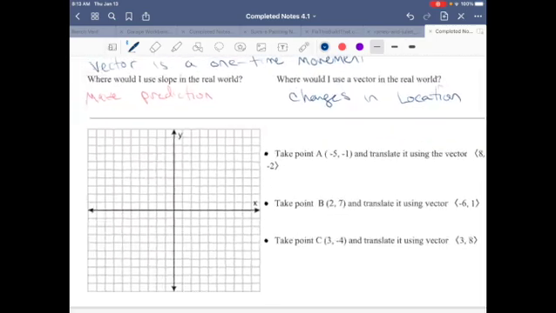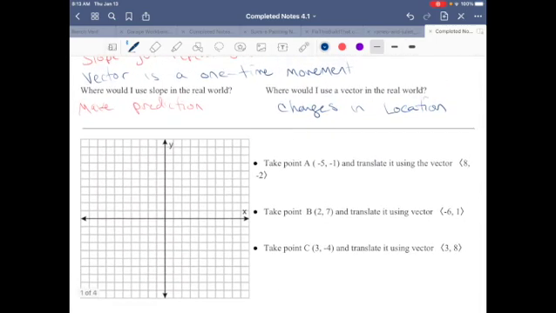let's look at this. Let's take point A, and that's at -5, -1. So I'm going to go 1, 2, 3, 4, 5 in the negative direction, 1 in the negative direction. So this is point A. And our vector here, I'm going to rewrite this. It was supposed to be all on one line. Our vector is 8, -2. So positive 8 is our horizontal component, so that's going to go to the right 8. And then the vertical component is negative, so we're going to go down 2.